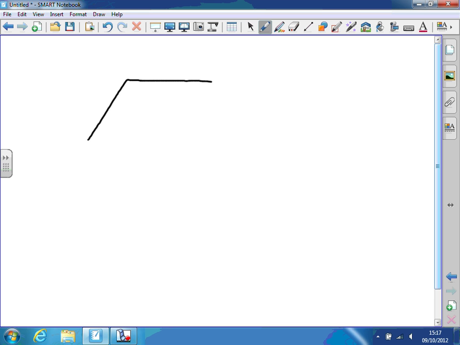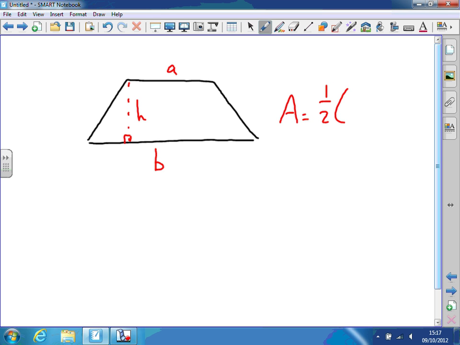Here's a trapezium. Side A, side B, perpendicular height h, so that's a right angle in the corner there. The area turns out to be a half A plus B times the height.